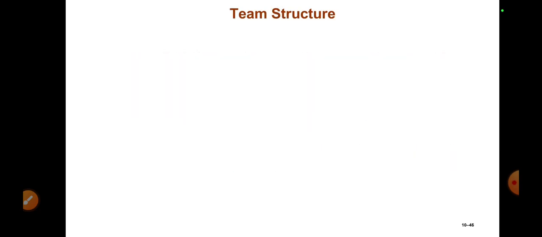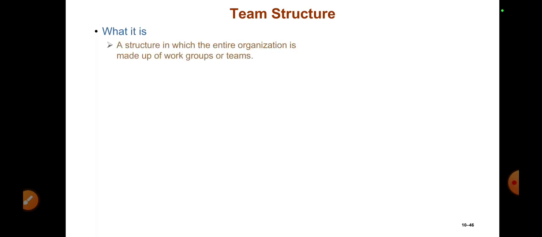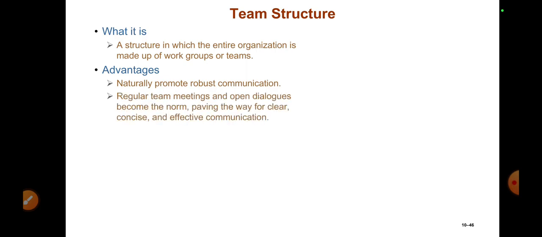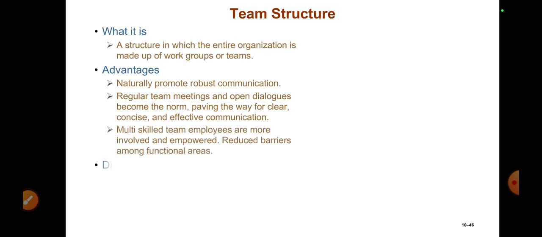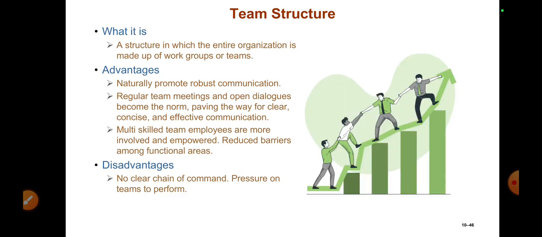Team, what is it? A structure in which the entire organization is made up of work groups or teams. That means there is no divisional structure, there is no specialization. Some experts from different departments come together to conduct their job. There are some advantages and disadvantages of the team structure also. The advantages: it naturally promotes robust communication. As the people work in a single team, there is no barrier to communicate with each other. They can share any information at any time, so they can make robust communication.